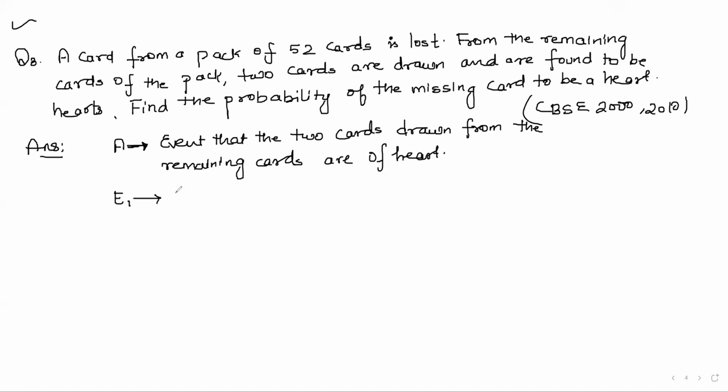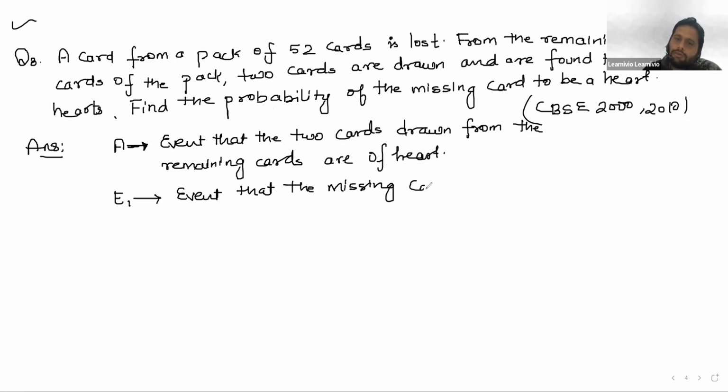That the first card is a heart. Find the probability of the missing card to be heart. What is E1? We can say the missing card. Okay. We need to find the probability that the missing card is heart. So we will take E1 as the event that the missing card is of heart. Okay. What you need to find, take that as E1. What is given, take that as A.